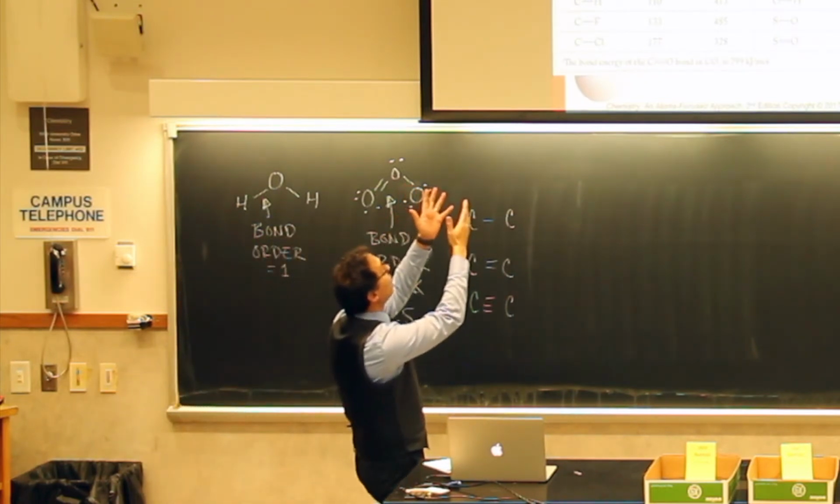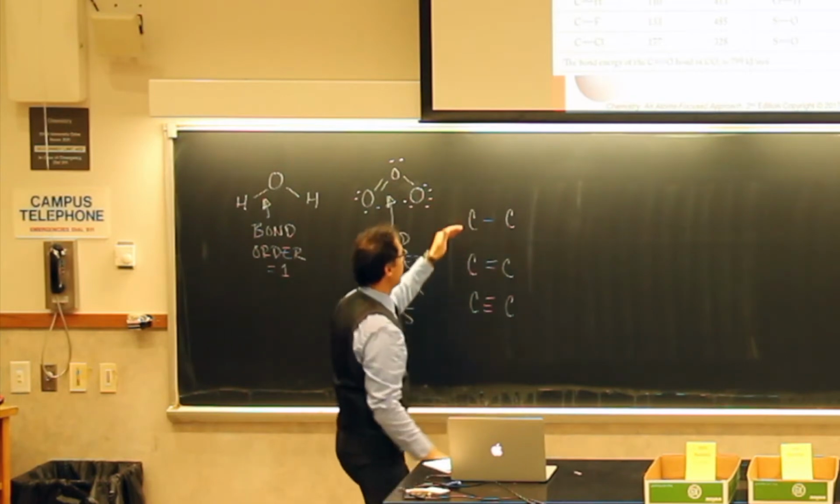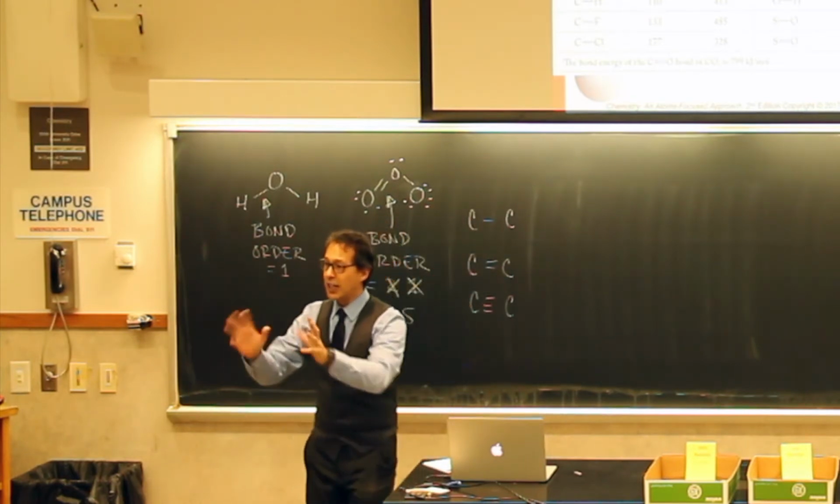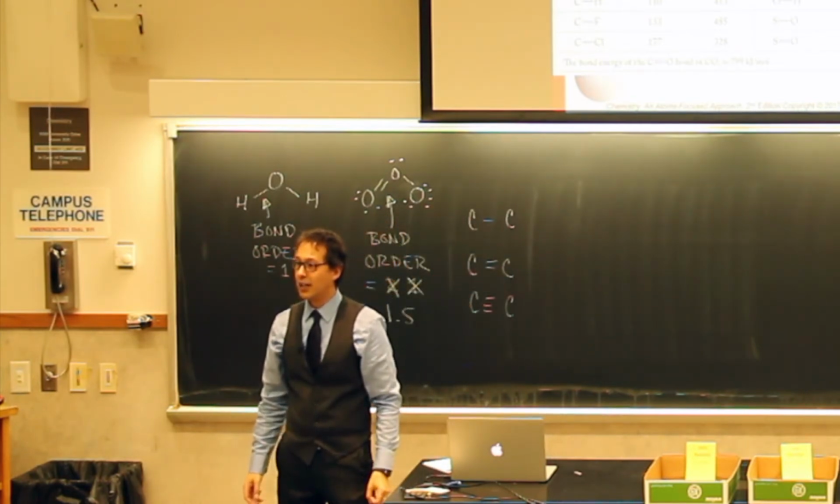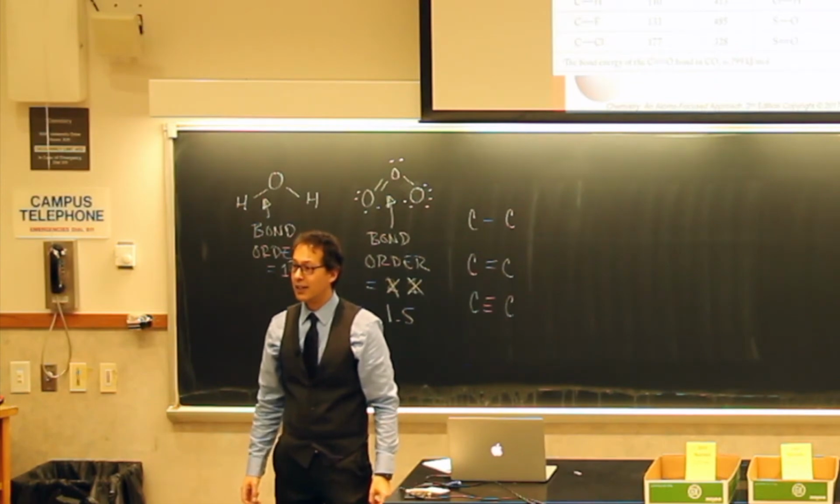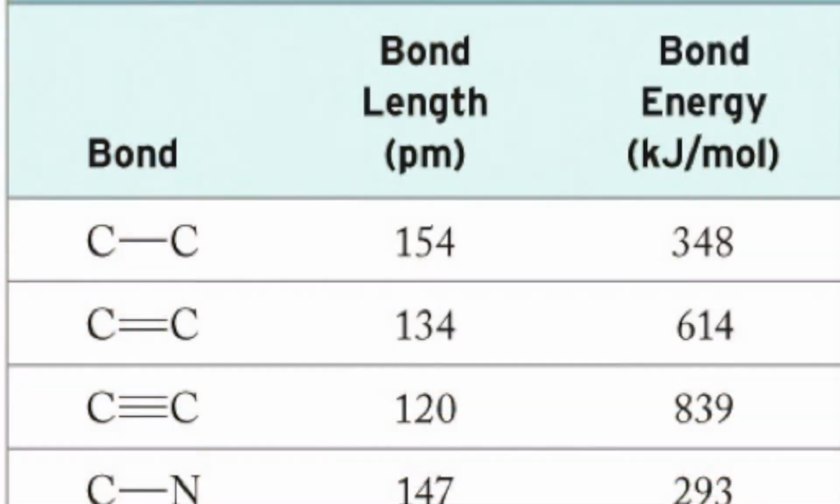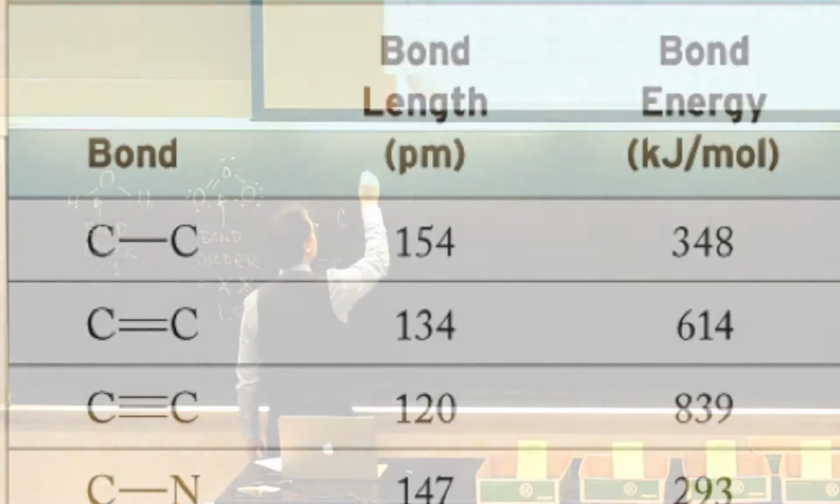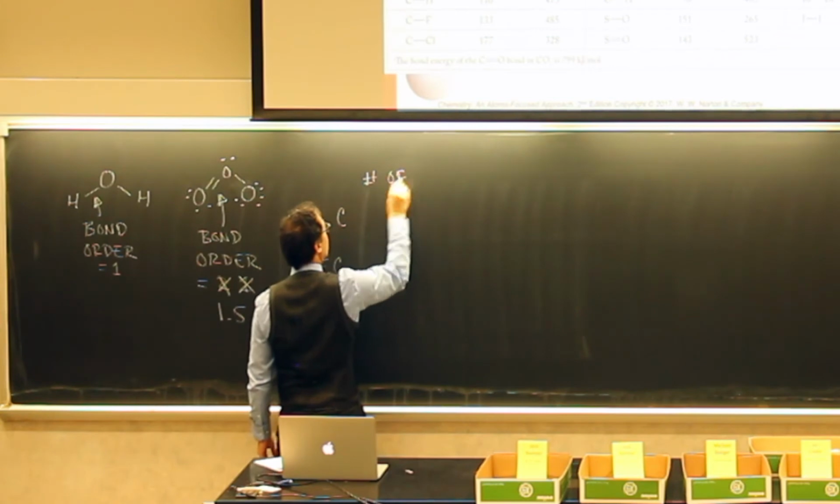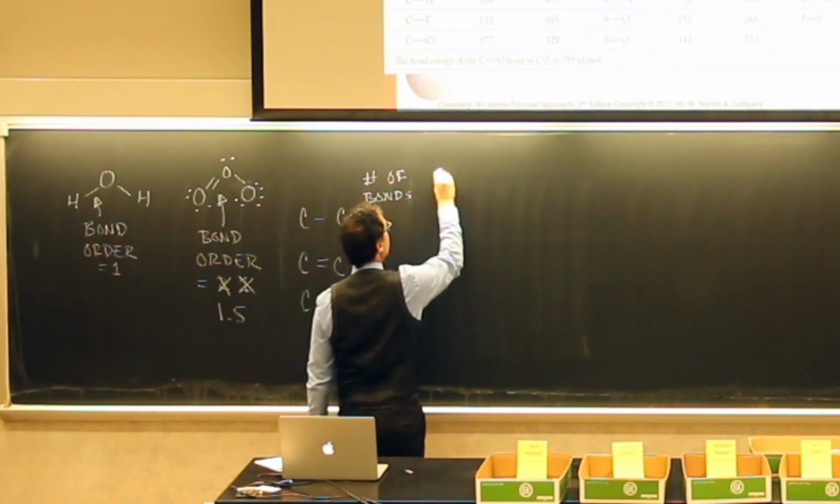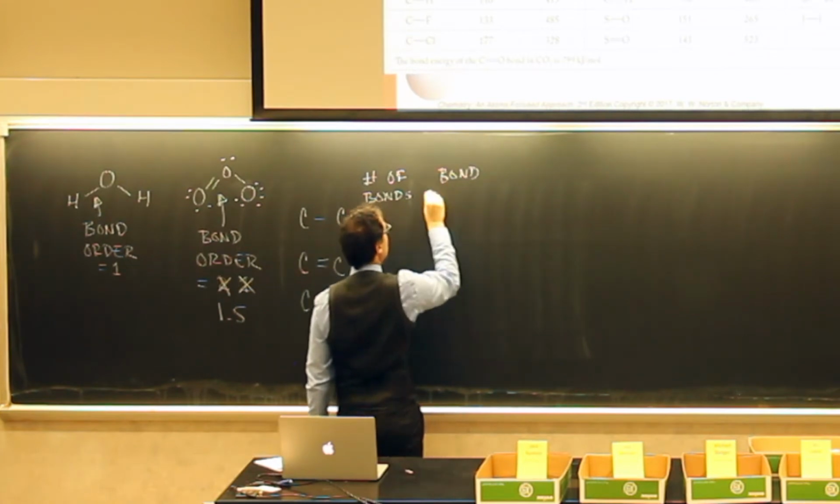So help me out here. When we look at the bonds up there, carbon-carbon, single, double, triple, do you notice any kind of a trend there? So as the number of bonds increases, the length decreases. Yeah, I like that. Okay, so here's what I'm going to do. I'm going to go, let's see, number of bonds, and then bond length.